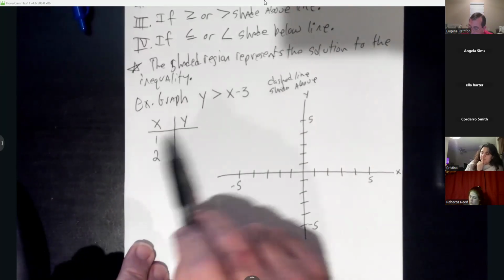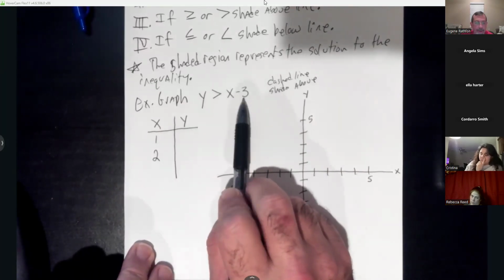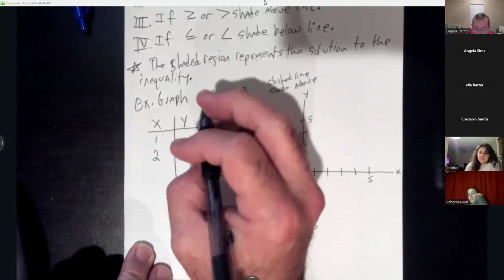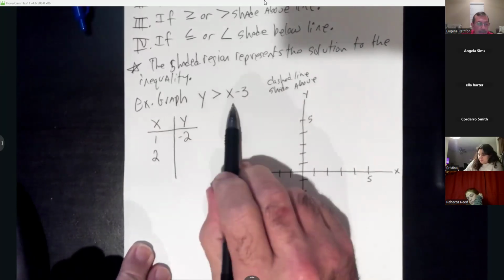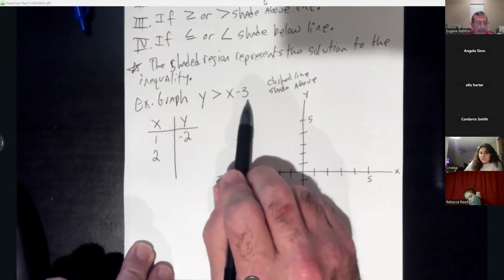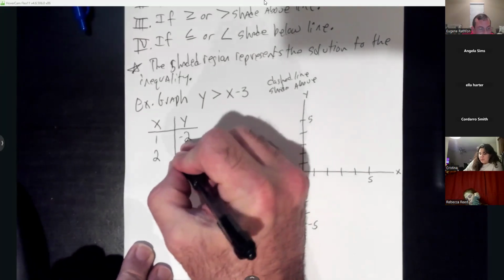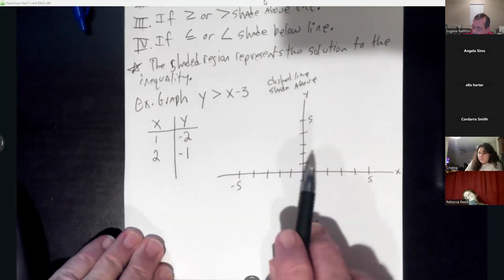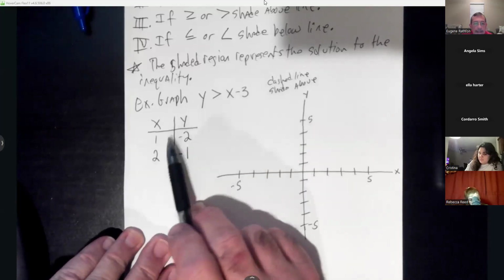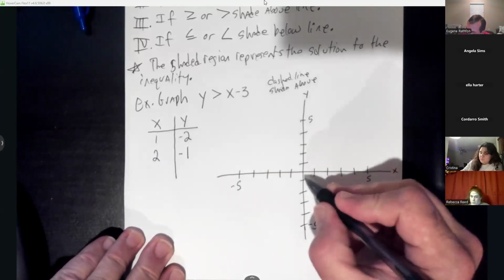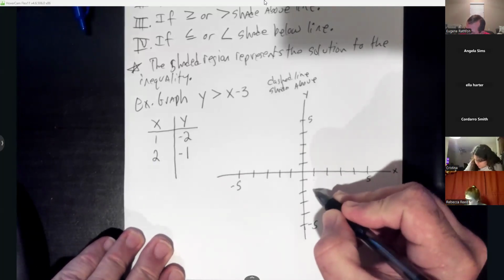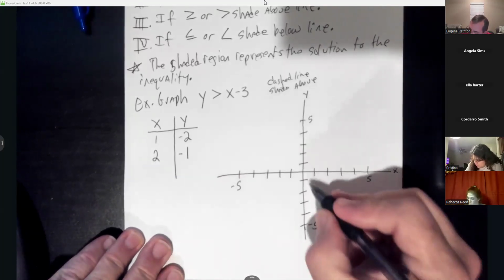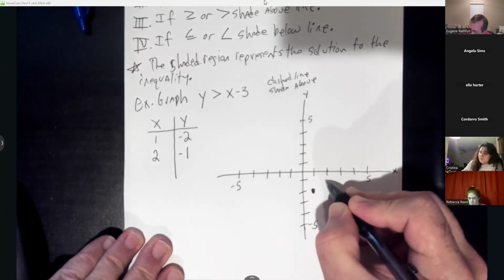So what's my y values if I put a 1 in? 1 minus 3 is what, a negative 2. Good job. And then y'all would put a 2 in. 2 minus 3. And that'd be a negative 1. There you go. All right, so you got 2 points. That's all we need to draw these straight lines. So 1, negative 2. So I go right 1, down 2. And then 2, negative 1. I'm going to go right 2 and down 1.